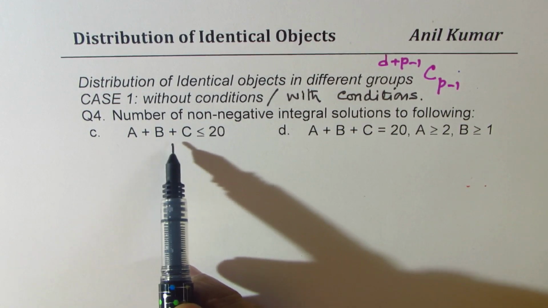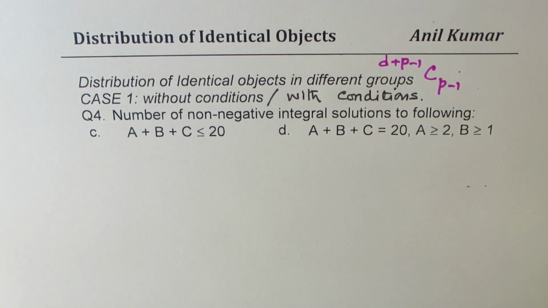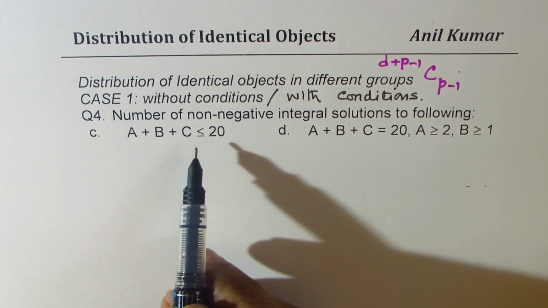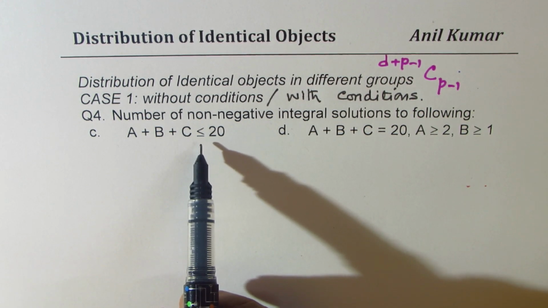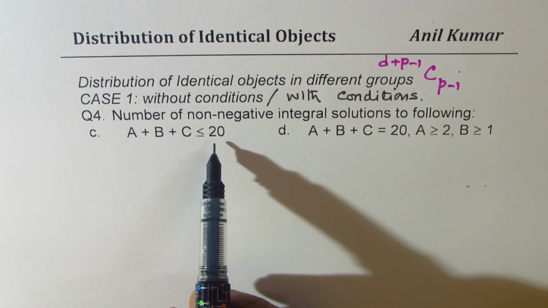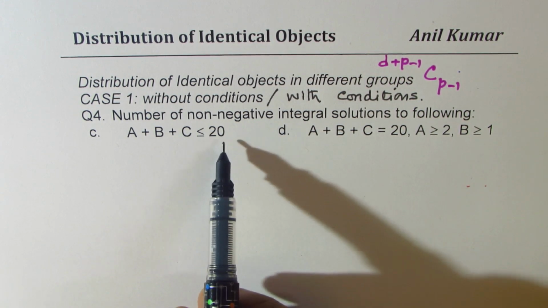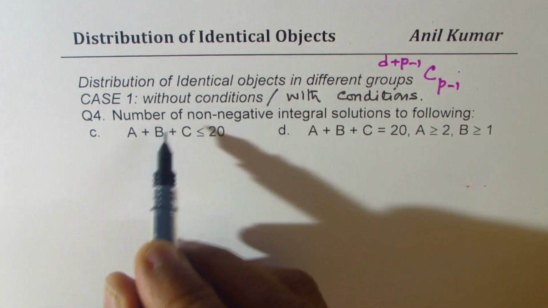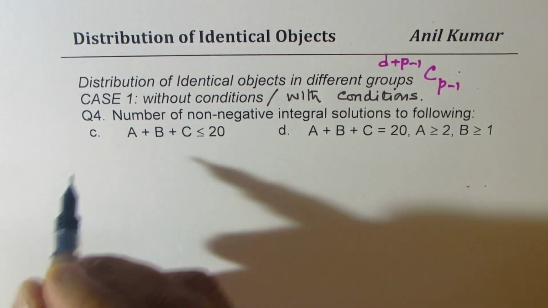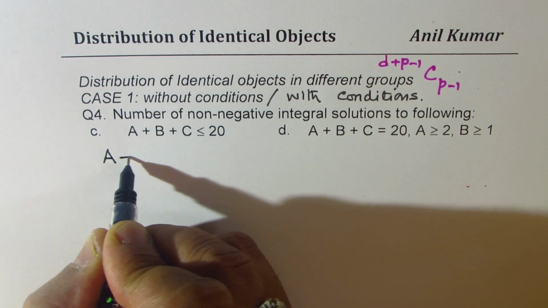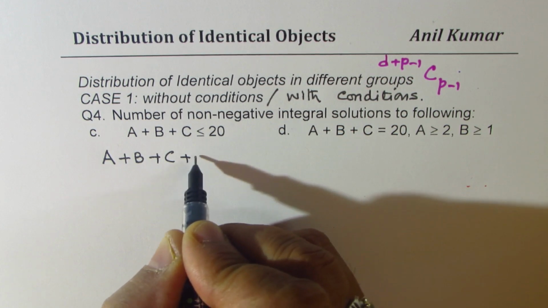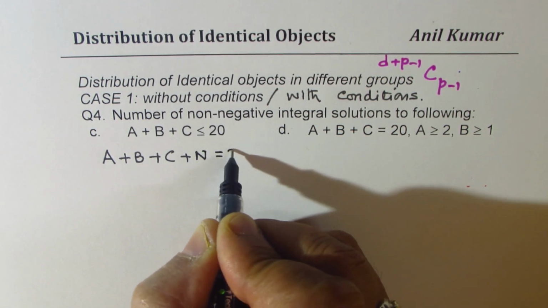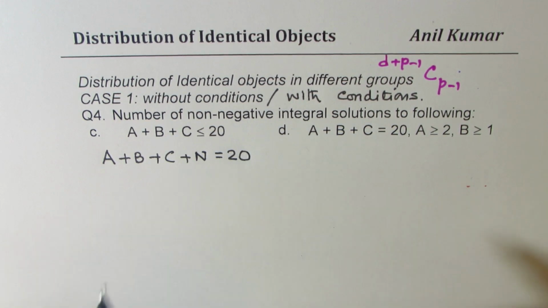A plus B plus C is less than or equal to 20. Now it's not an equation, it's an inequality. How do we solve this? Less than or equal to 20 means it could be 0, 1, 2, 3, 4, like this. To convert it into an equation, see the change I am going to make. I am going to treat this as A plus B plus C plus, let me use another number, n, equal to 20. We can add some number so that it becomes 20 all the time.